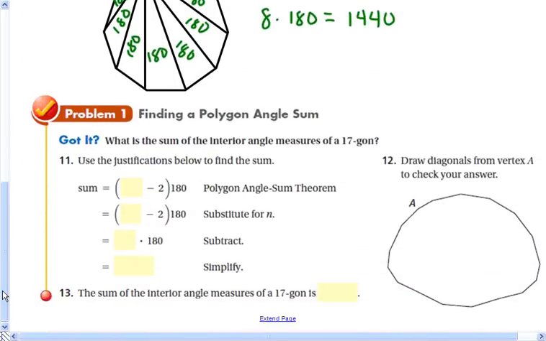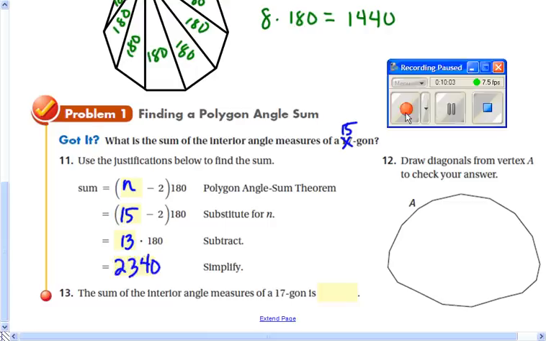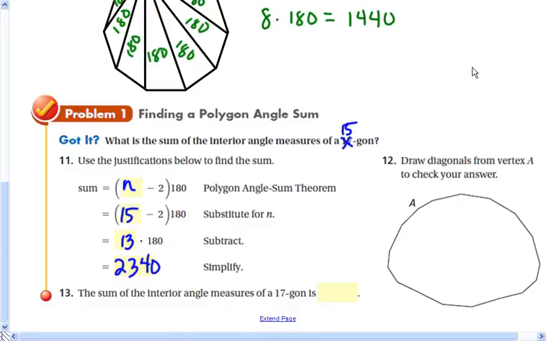All right. So if we have a 17-gon, I'm going to change this to 15 so that we can use this 15-gon here on your paper. That's 15 sides I checked earlier. So we're going to do 15 minus 2. Actually, when we write the formula, we just write n minus 2. And 15 minus 2, that's 13 times 180. So we've got to simplify that. And that's 2,340.